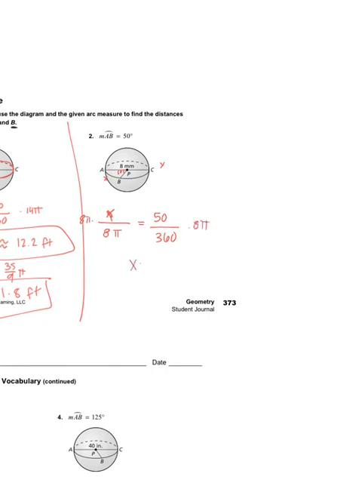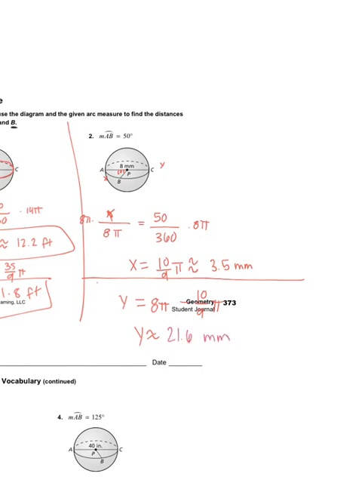You end up with x equals 10 over 9 pi, which is approximately 3.5 millimeters. Okay, so now for y, I know that my total circumference is 8 pi, so I'm going to do 8 pi minus 10 over 9 pi. So then I get that y is approximately 21.6 millimeters.